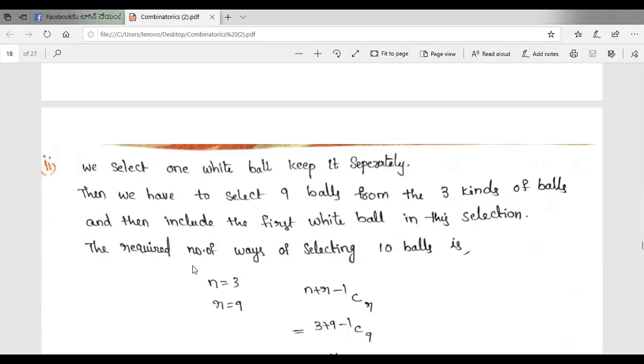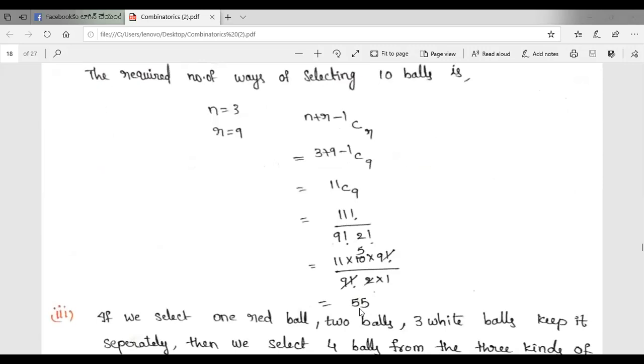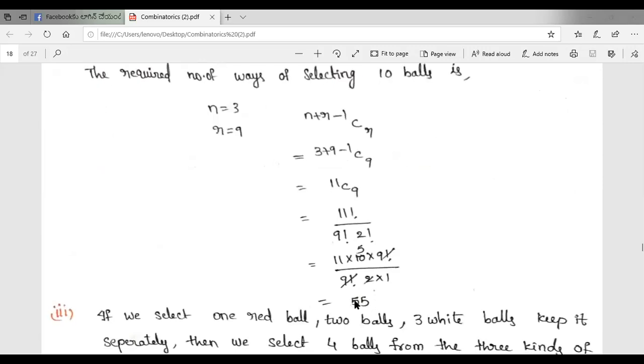So the required number of ways of selecting 10 balls is: n is equal to 3, because the remaining 9 balls are selected from the remaining boxes, and r is equal to 9, since we have to select 9 balls. So the formula is n plus r minus 1 C r, so 3 plus 9 minus 1 C 9. So the total value is 55 ways. The ways to select 9 balls from 3 boxes is 55 ways.